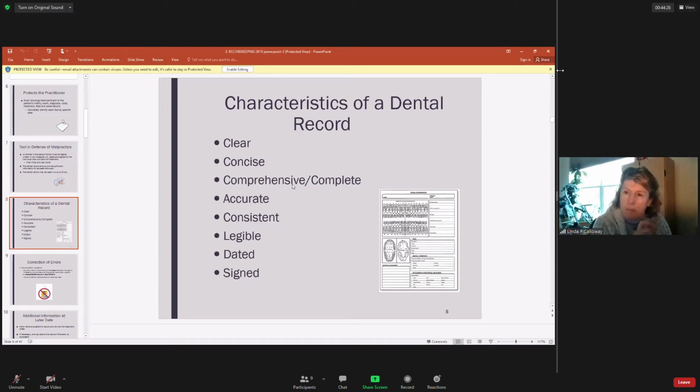When you go to document your records, you need to note patient states that they took 2 grams of amoxicillin 1 hour prior to appointment. Because if you didn't see them take it, it's not accurate to say patient took. Patient states that they took the pre-medication, the amount, and the time also needs to be documented. So that's how concise, how much clear data needs to be there. Comprehensive and complete, accurate, consistent, legible again, dated, and signed.